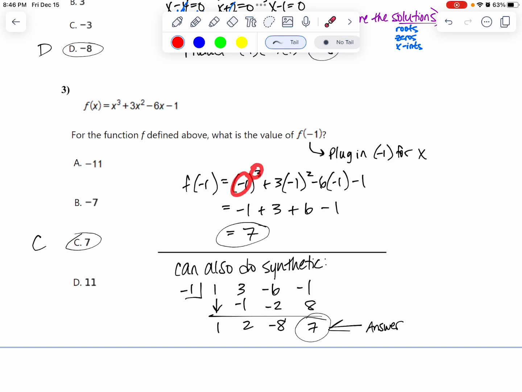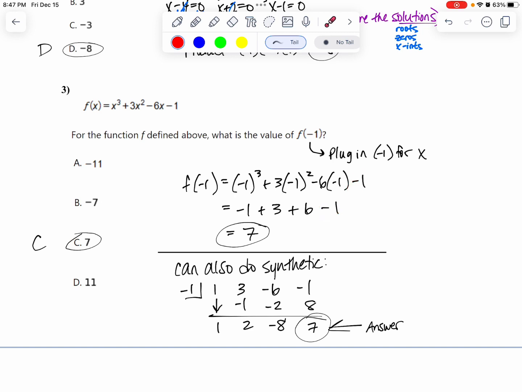Negative 1 to the third is negative 1. When you square negative 1, it becomes positive 1. So when you multiply positive 1 by 3, make sure you follow order of operations. You get positive 3 here. Those two double negatives make positive 6. And then I have negative 1 here, and that gives you 7.